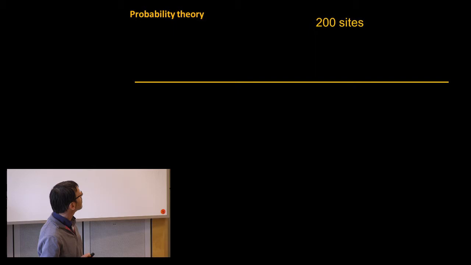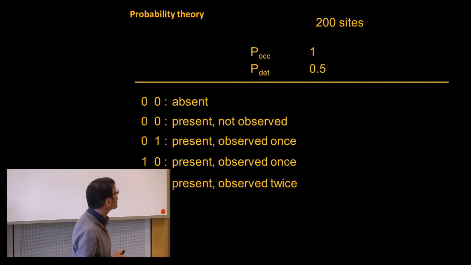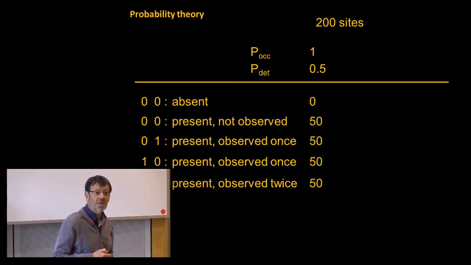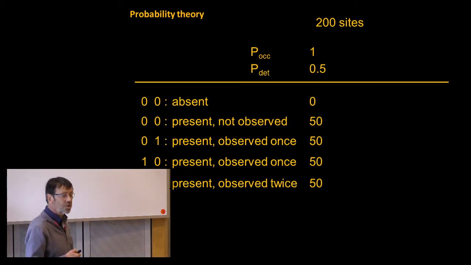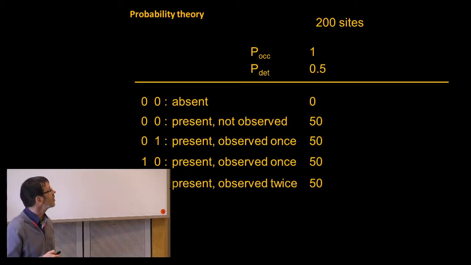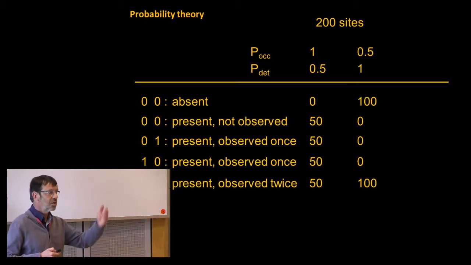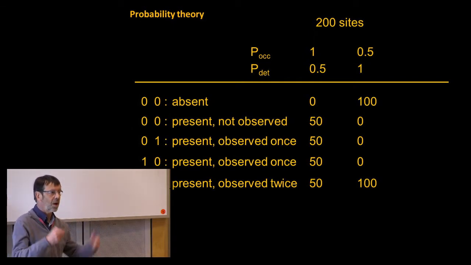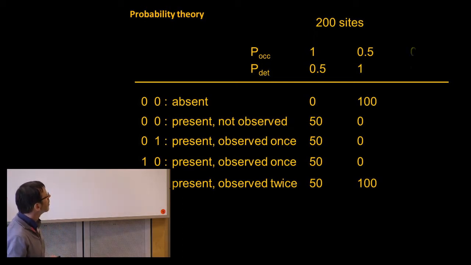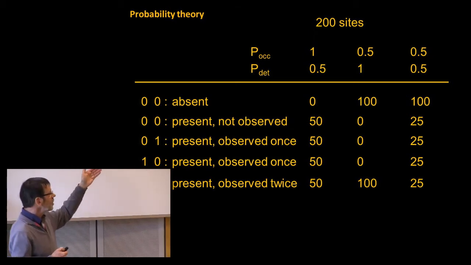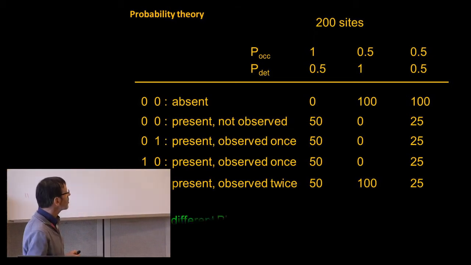Okay, 200 sites, let's give it a try. Suppose we have an occupancy of 1 and detection of 0.5. These are the detection histories you will expect from that occupancy and detection. And if you have another occupancy and another detection, you end up with another distribution of detection histories. Yeah, am I going too quick, or is it more or less okay? So it means when you have a different combination of detection and occupancy, you get another set of detection histories.